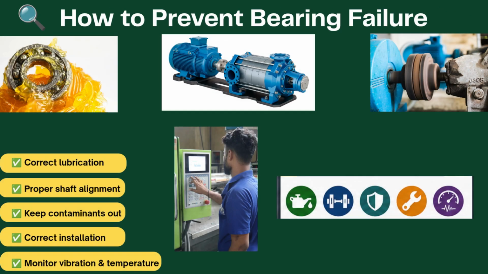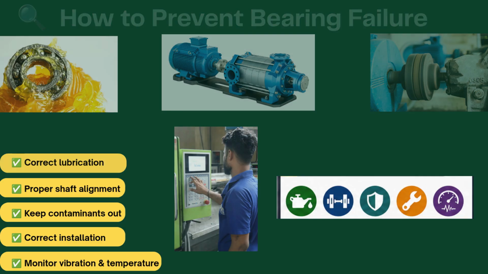Preventing bearing failures starts with good maintenance practice. Use the correct lubricant and lubrication quantity. Maintain proper shaft alignment. Keep the bearing clean and protected from contamination. Follow correct installation procedures and regularly monitor vibration and bearing temperatures. Early detection can prevent unexpected pump downtime.